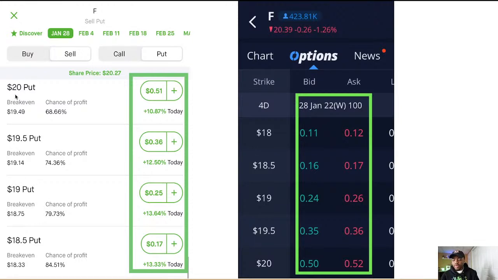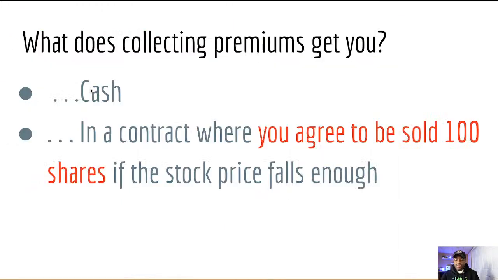If you sold the $20 put, then you need to be comfortable with potentially owning 100 shares of Ford at $20 a piece. If you were okay with that, then you would collect the $51, but you would only be on the hook for this until January 28th. And then you would either get to keep all of your money and the premium, or you would just have the stocks at a $20 average. Okay, so now let's keep it going.